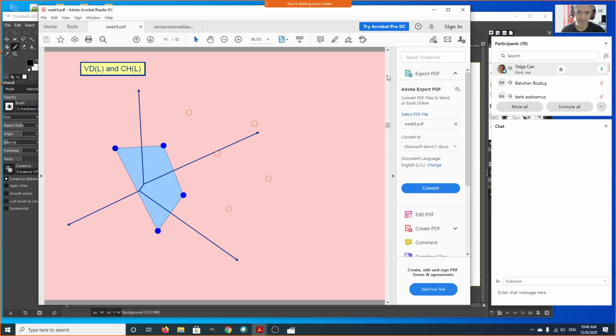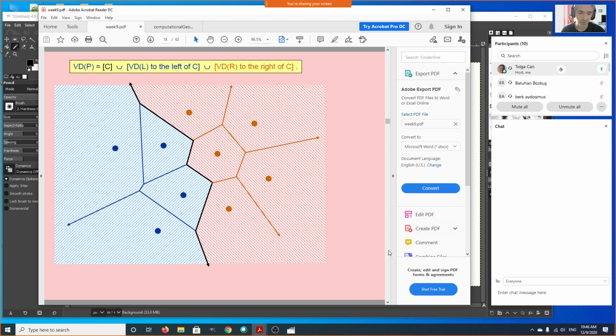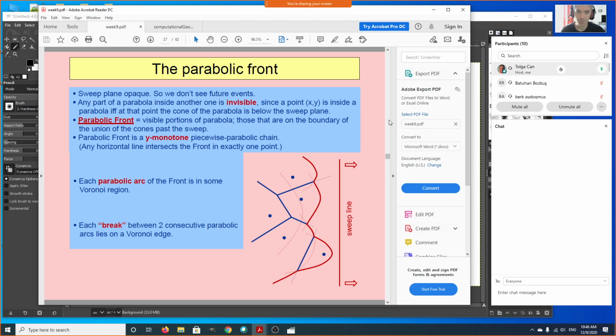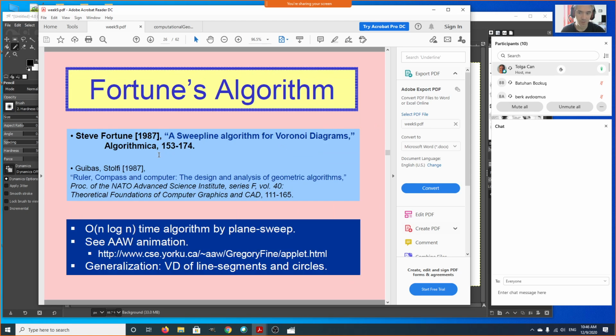On the slides, there is an alternative algorithm, which is the divide and conquer algorithm, which is also O(n log n). But I'm just going to show you Fortune's algorithm, which was proposed by Steve Fortune in 1987. It's a sweep line algorithm for Voronoi diagrams. It appeared in the journal Algorithmica.